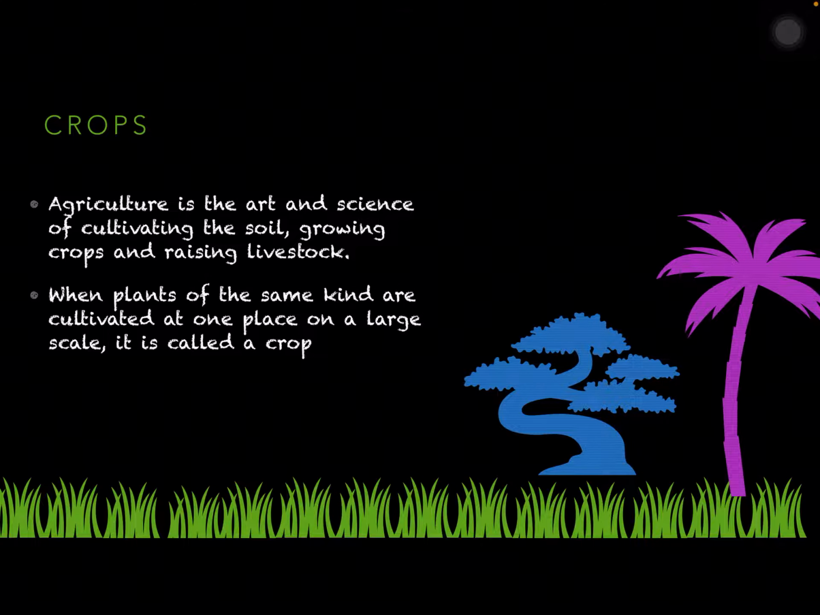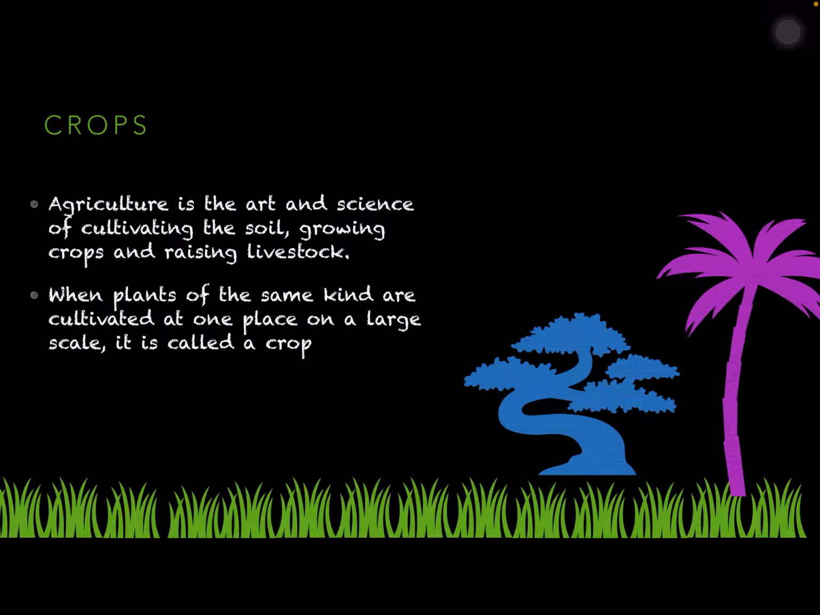So let's see what agriculture is. Agriculture is the art and science of cultivating the soil, growing crops, and raising livestock. When plants of the same kind are cultivated at one place on a large scale, it's called a farm. So, think of this. Take rice, a common example, grown on a large scale, for example, 10,000 hectares. So then rice can be called a crop.